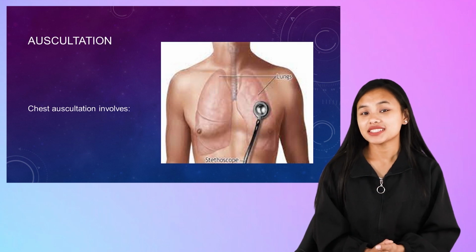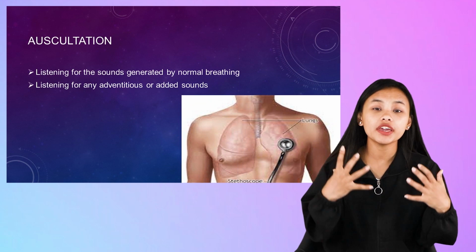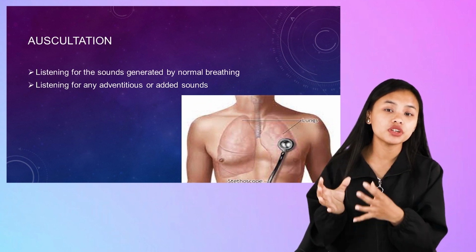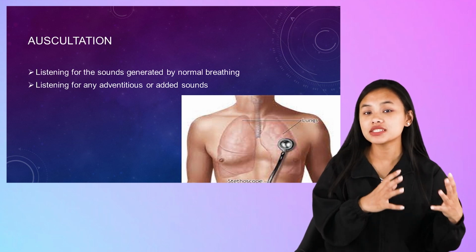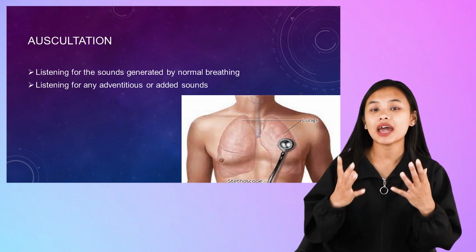So in short, I can say that this chest auscultation is done in order for us to be able to listen for the sounds which will be generated by the normal breathing, and also to listen or detect if there is presence of any adventitious or added sounds. So now here we have come to the end of this topic. So in this session, we have discussed the palpation, the percussion, as well as the auscultation.